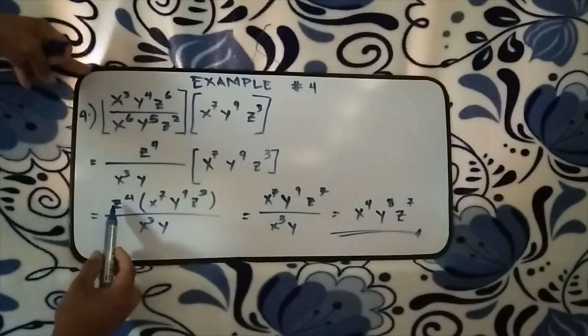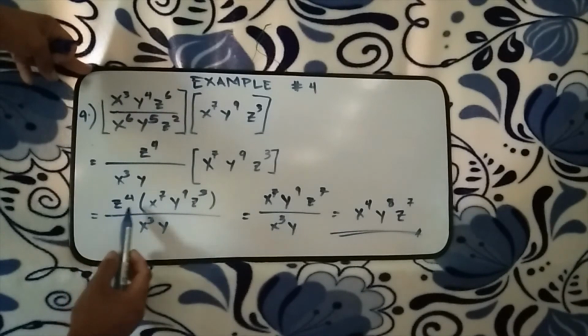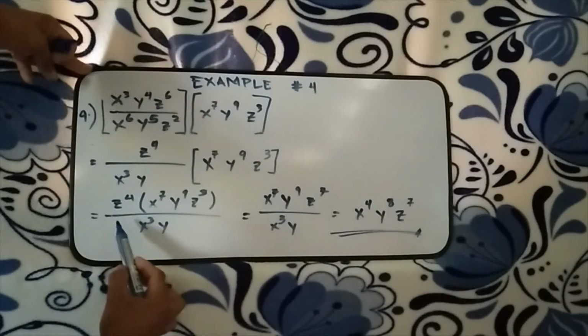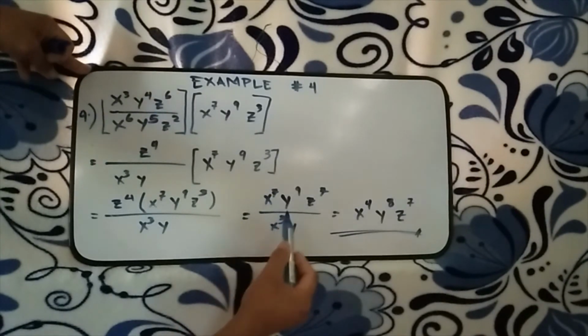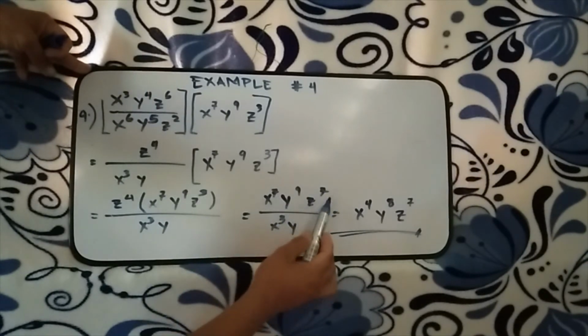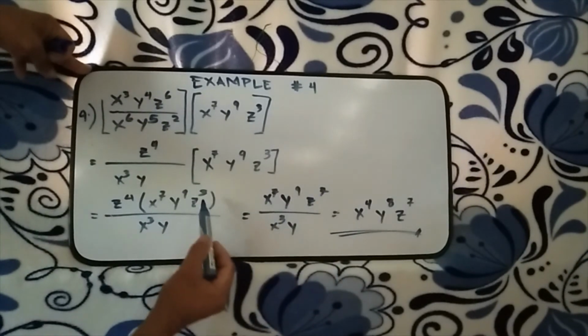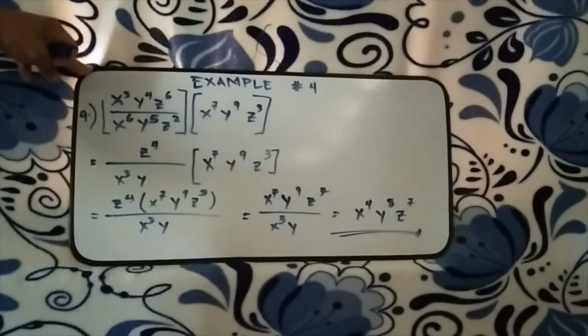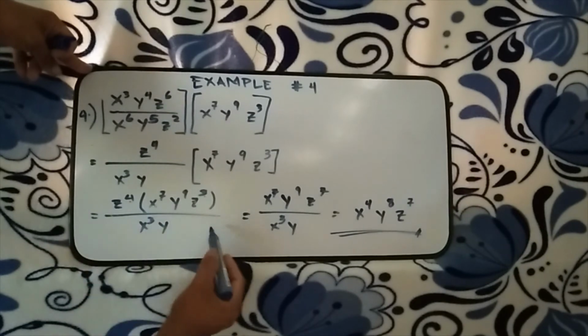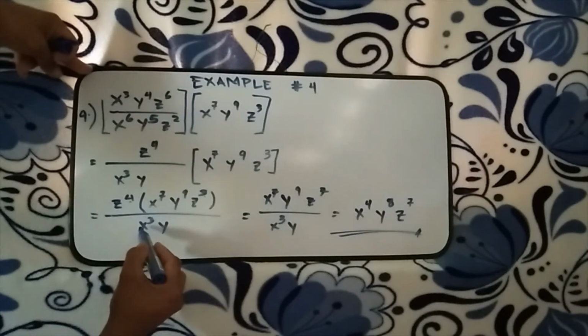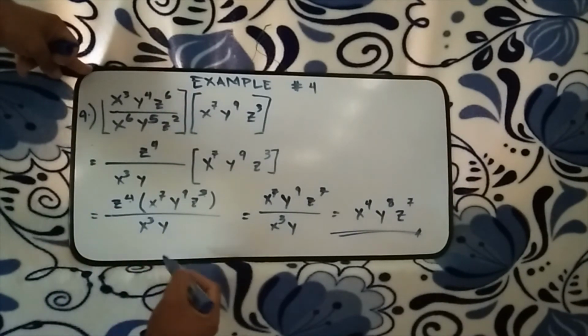Multiply natin itong z to the 4th dito. Ang magiging sagot nito is x to the 7, y to the 9, z to the 7. Paano naging 7? 3 plus 4. Yun po. Kaya z to the 7 all over yung natira kanina sa baba, x cube y.